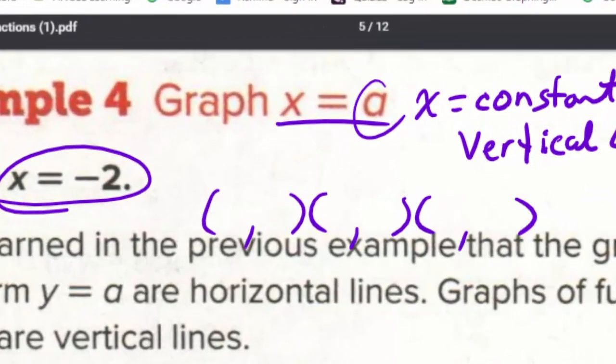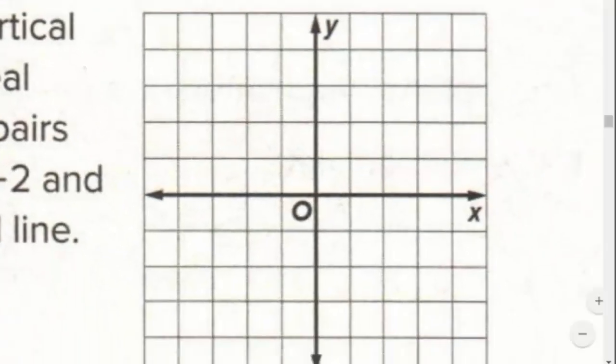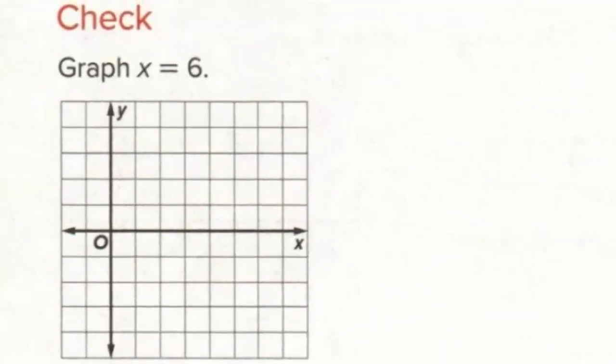3 points here, this negative 2 means each of the x-coordinates has to be negative 2. So if I put some points in there, let's say 0, 2, and let's go with 6, if it'll fit on the graph, and I go and graph those, you'll see that they actually create a vertical line at negative 2. So we had negative 2, 0, negative 2, 2, and my negative 2, 6 would be up here off the top of the graph. It doesn't fit, but you get the idea that it should be a vertical line. And again, don't forget to put on arrowheads. Go ahead and pause the video and attempt to check.